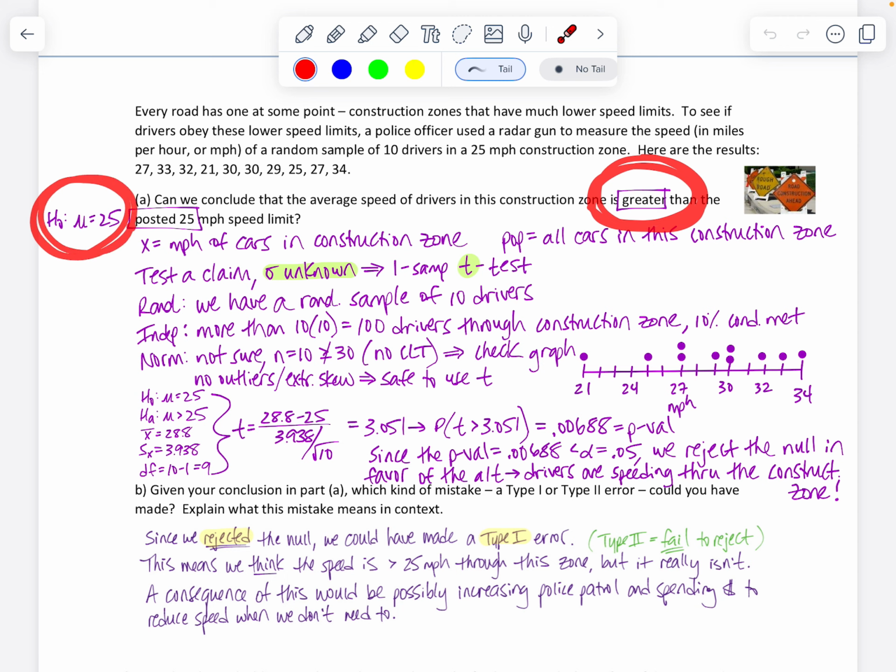Our null hypothesis is going to be mu equals 25. Remember, the null is always an equation. And this question is asking, do we have evidence to say people are speeding? One-sided. You can see my null and my alternate written right down here.